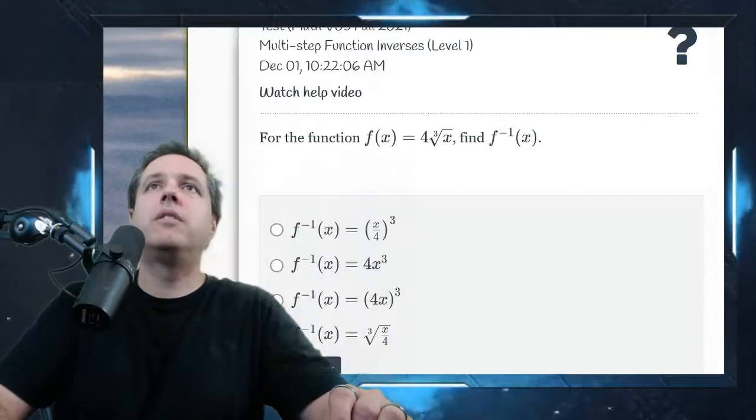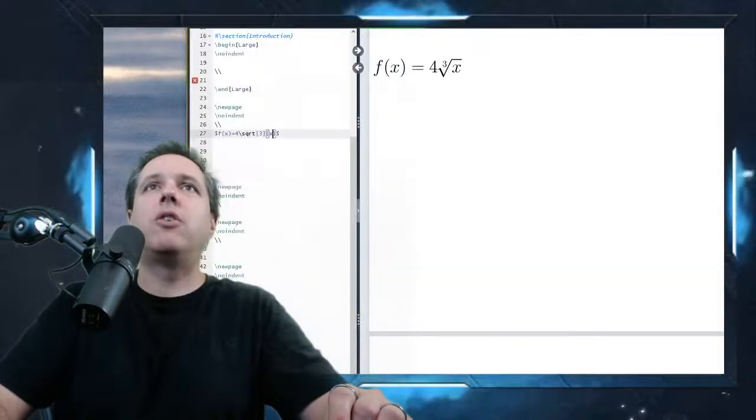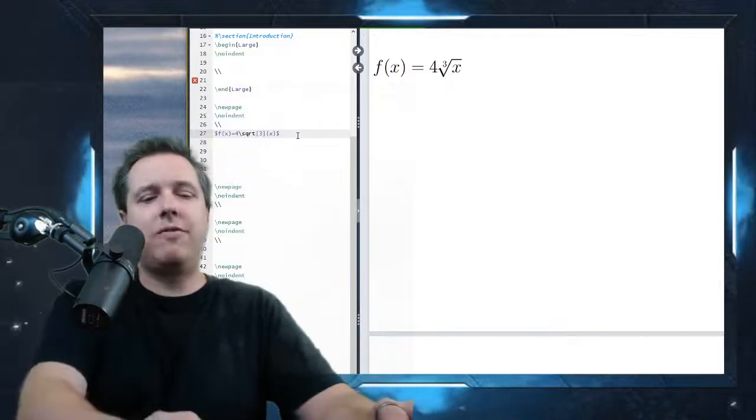Let's see, is that right? 4 times the cube root of x. Okay. So they want us to find the inverse.